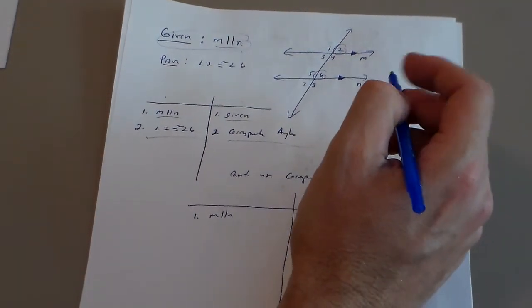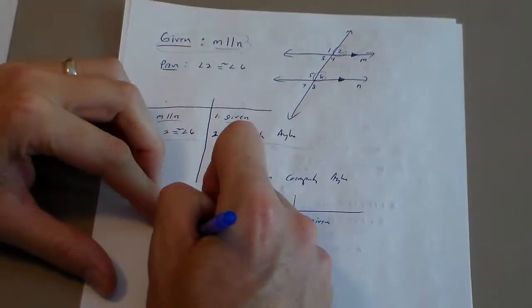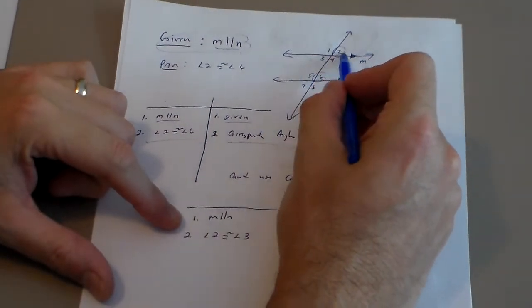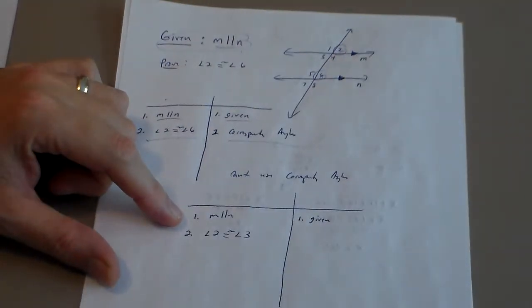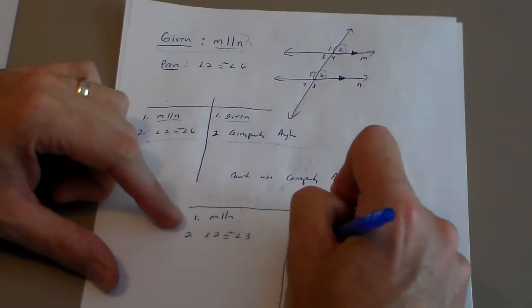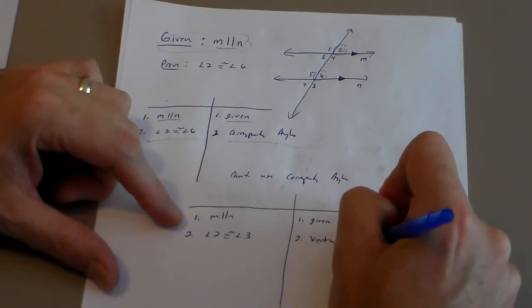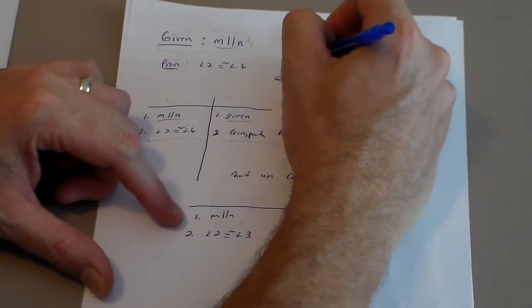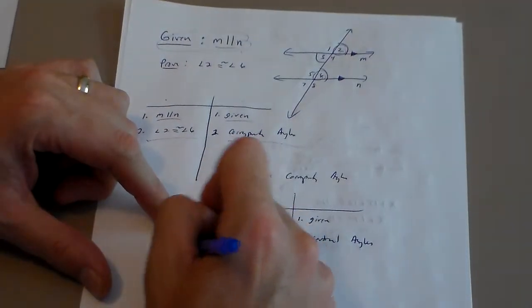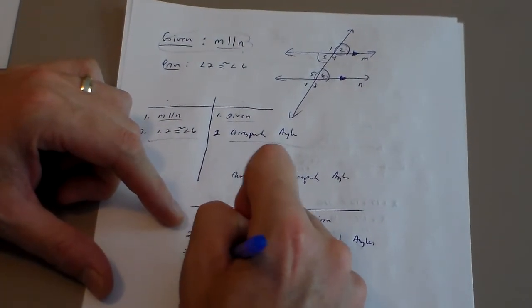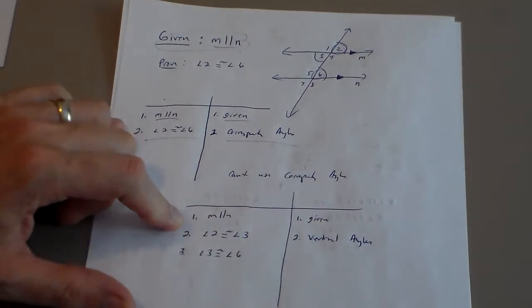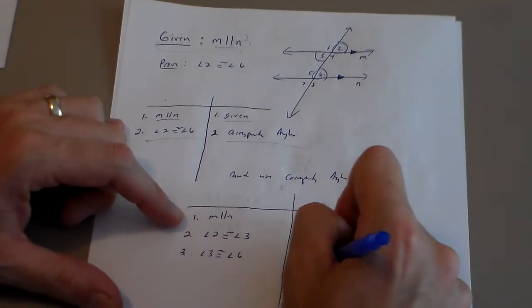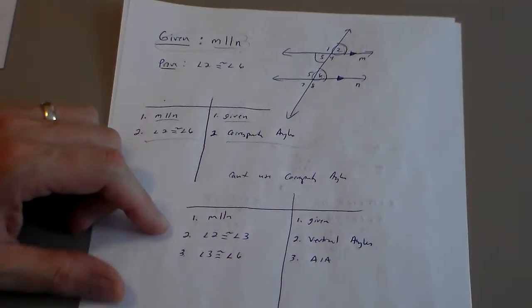Okay? So I'm going to look at 2 and 3, right? I'm going to say angle 2 is congruent to angle 3. What kind of angles are those, 2 and 3? Yes, vertical angles. Thank you. Vertical angles. But now I can also say that 3 is congruent to 6. I got 2 is congruent to 3, and then I got 3 is congruent to 6. So for this, I'm going to say angle 3 is congruent to angle 6. And what's the reason for 3 and 6? Okay, that's AIA. Very good, very good.